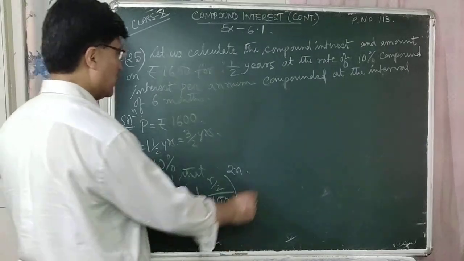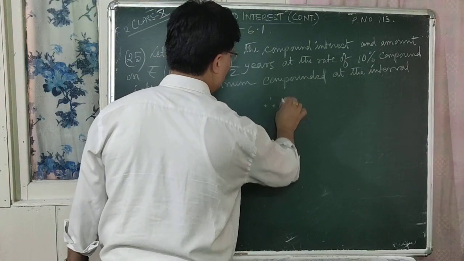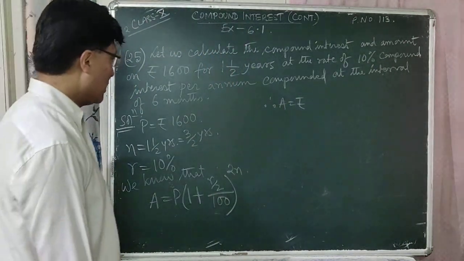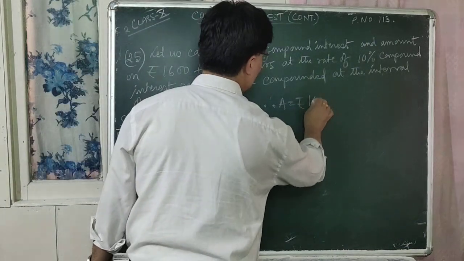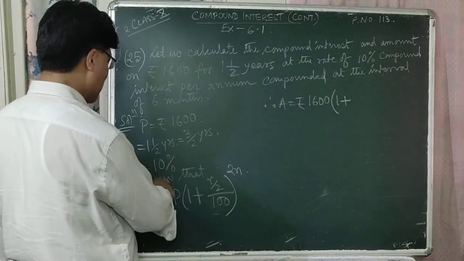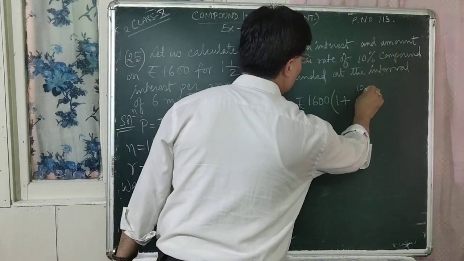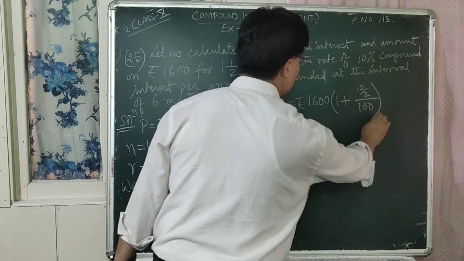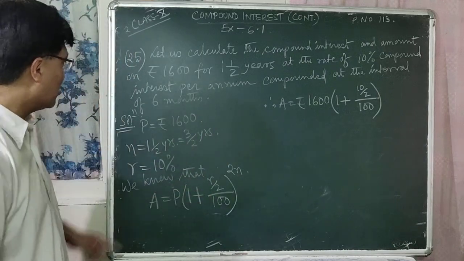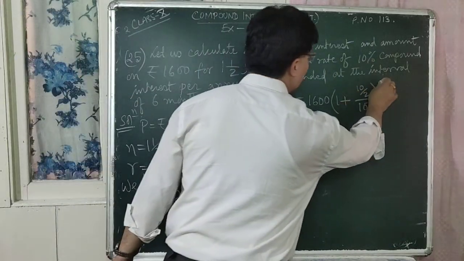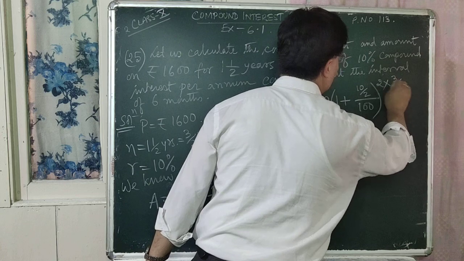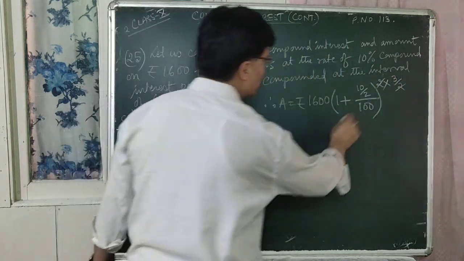Okay. So now let us put the values. Therefore A is equal to rupees, what is P here? 1600 within bracket 1 plus, what is R by 2 here? 10 by 2 divided by 100, isn't it? This R is 10 here. 10 by 2 divided by 100 whole to the power 2 into 3 by 2. This is 2 into, what is the value for n? It is 3 by 2. Here 2 gets cancelled, right? So here also you can cancel it.